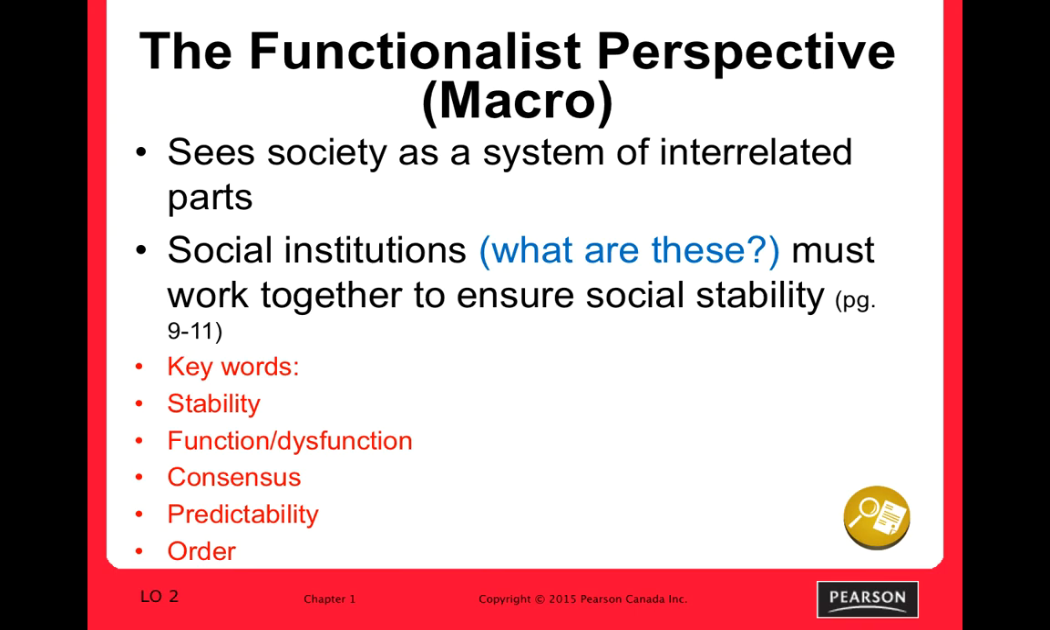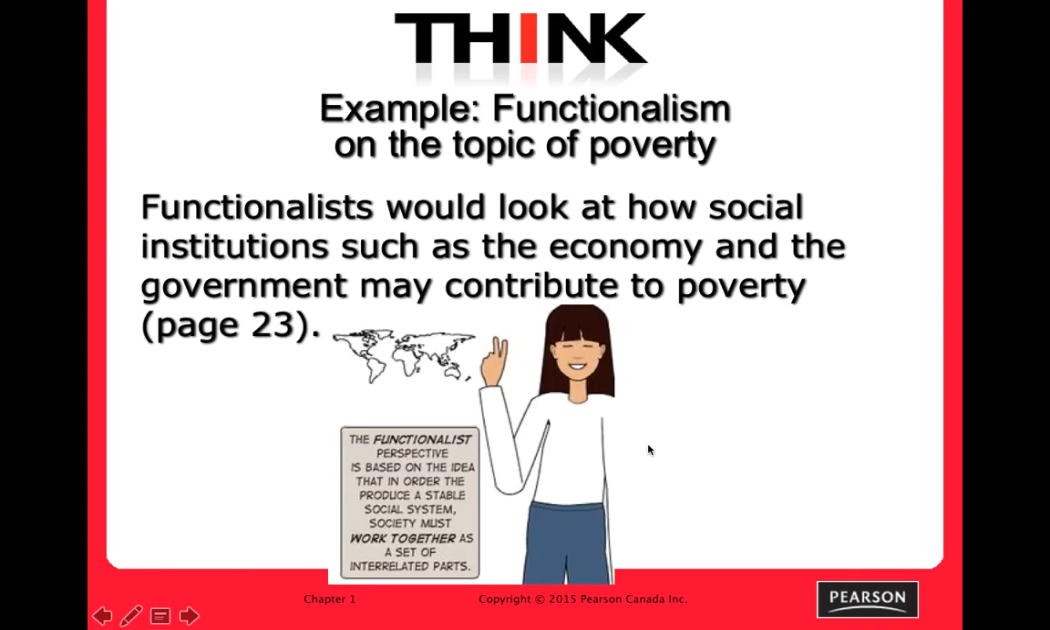So these keywords I think are important because, again, if you're asked to sort of come up with an analysis from a functionalist perspective and you're not sure where to start, these keywords can get you started. So some of the keywords that I've picked out for the functionalist perspective are stability, function and dysfunction, consensus, predictability, order. So there you go.